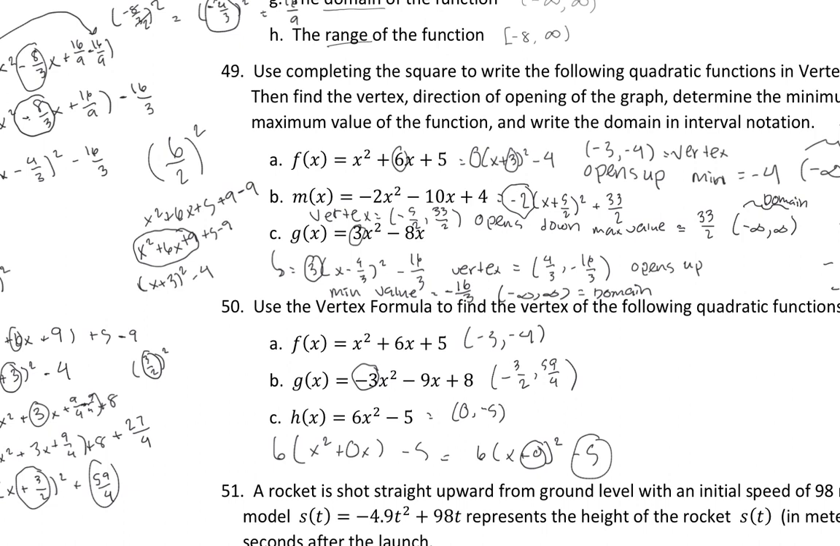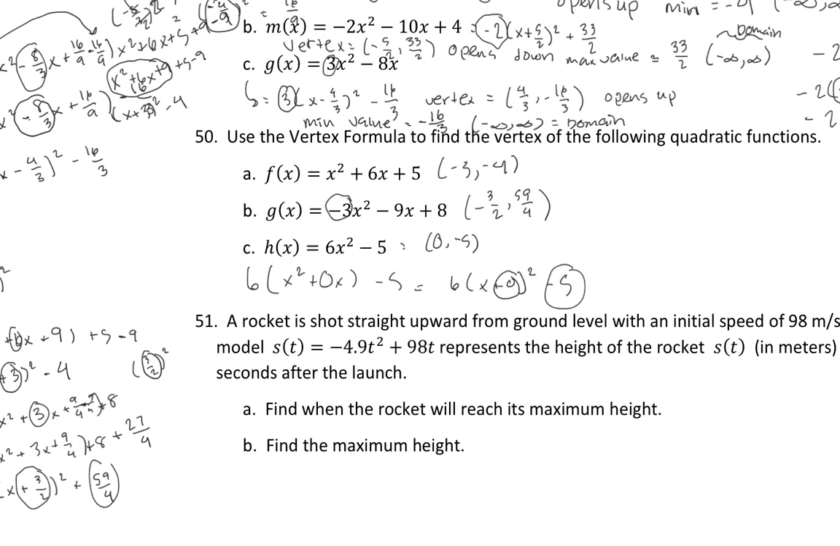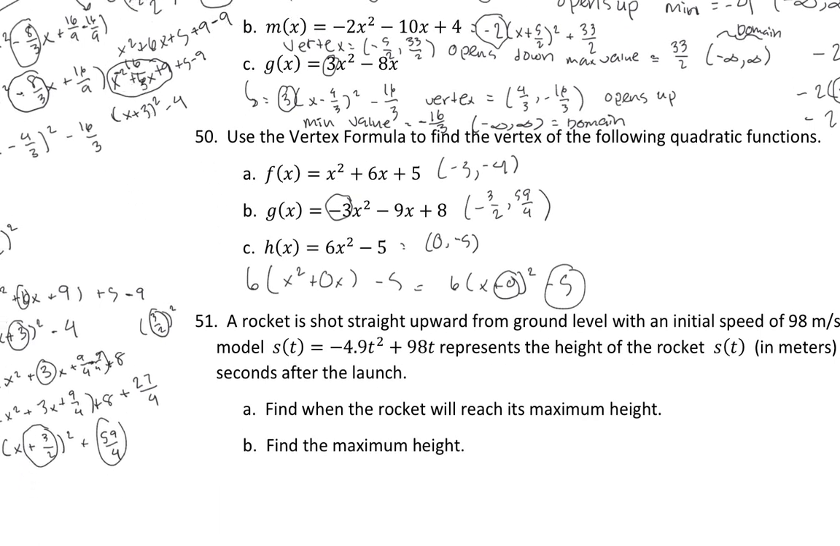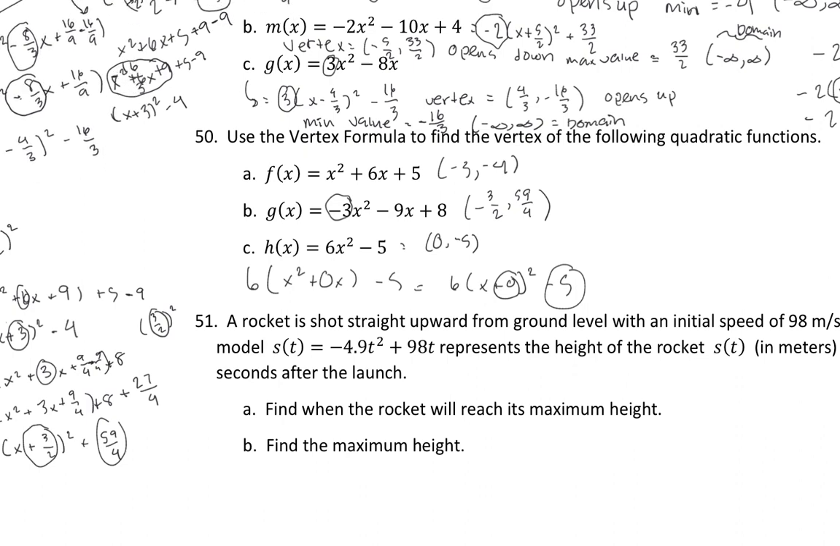Negative 5. You can go through the whole process if you want to, just to verify. But since there is no x term, there really is no need to, because we know that everything is just going to be 0, right? So that kind of simplifies this vertex formula and the finding of our vertex. So, all right, for number 51, if we scroll down here, and I'll move these up here.